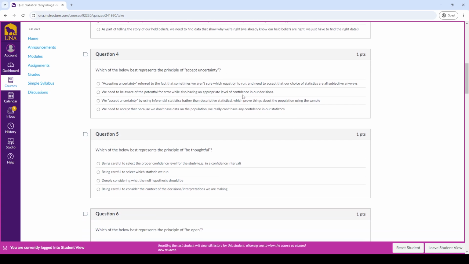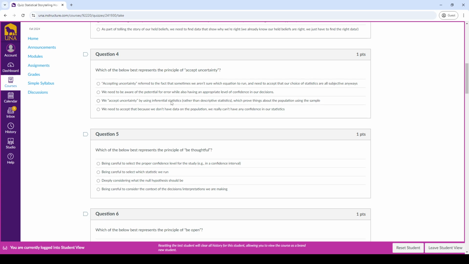All right, which of the below best represents the principle of accept uncertainty? So this is part of our ATOM acronym. For accept uncertainty, let's see, the fact that sometimes we aren't sure which equation to run. Well, we need to be aware of potential for error while also having an appropriate level of confidence in our decisions. Well, yeah, that's probably going to be it.